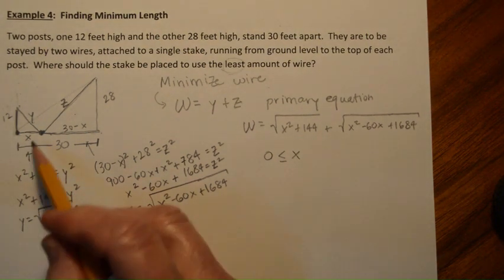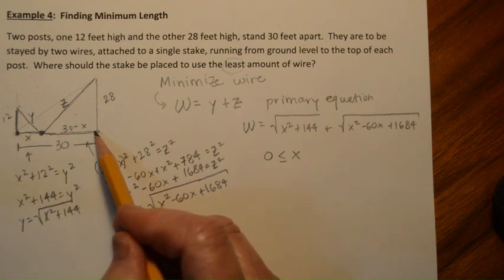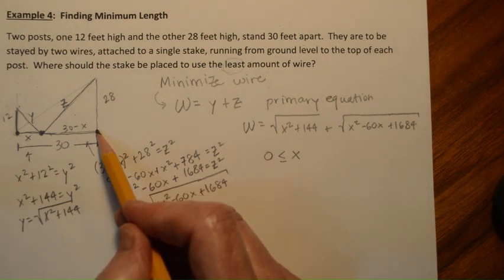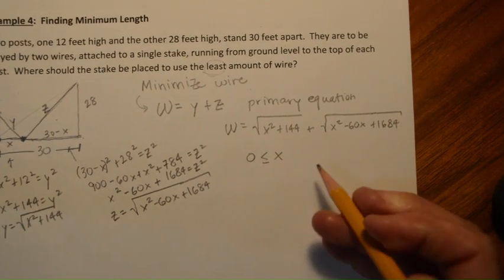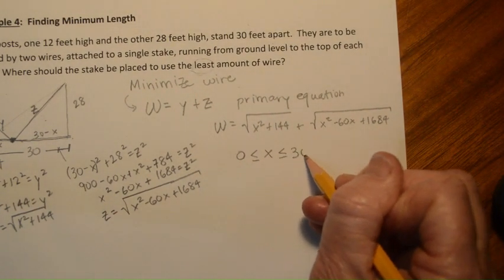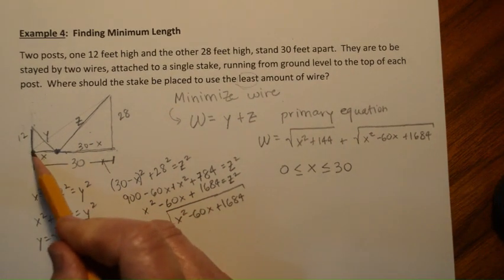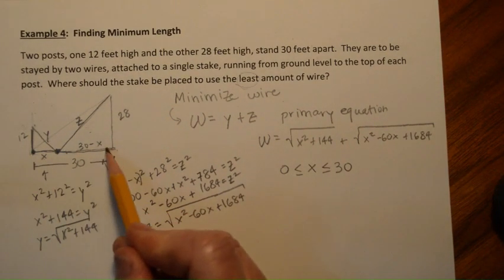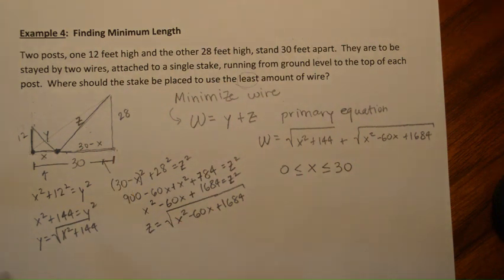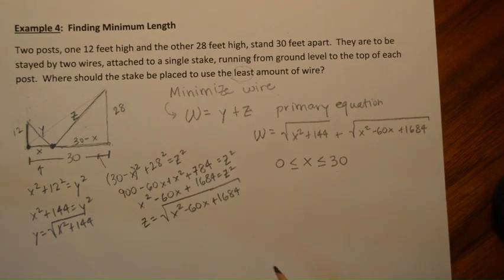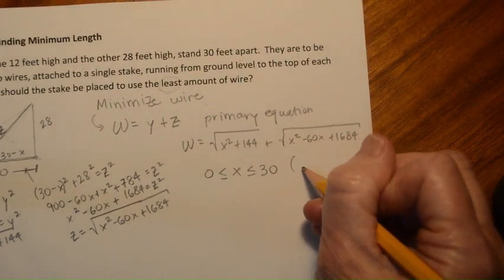We could also do the opposite. We could put the stake at the base of the other one, right? In which case, the value of x would be 30. Right? So if we put it over here, x is 0, and if we put it over here, x is 30. Again, we're assuming it's going to be someplace in the middle so that x will be between 0 and 30, but we are, in theory, allowed to choose 0 or 30. Right, so again, here we note that this is bounded.